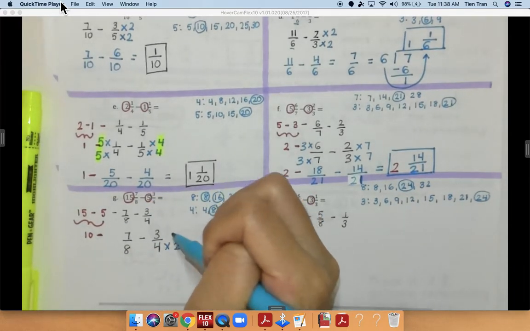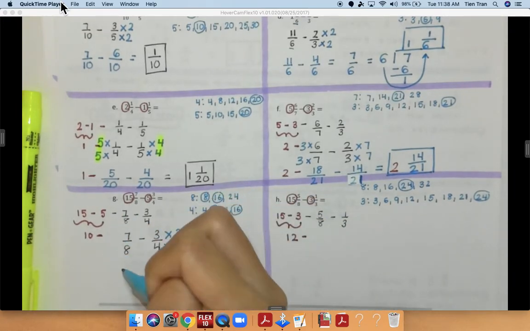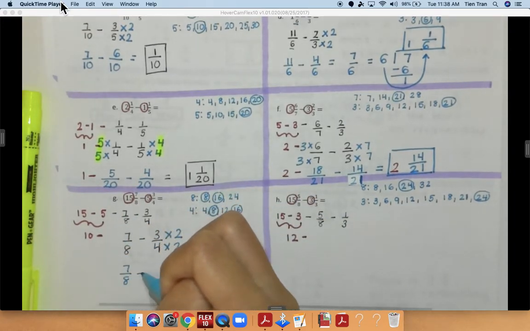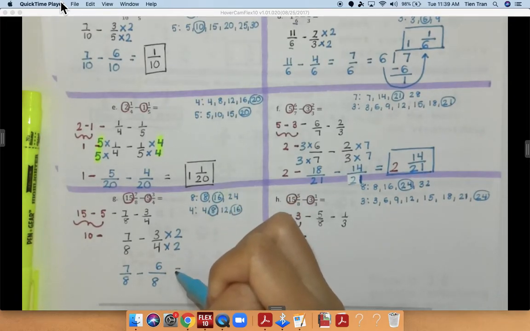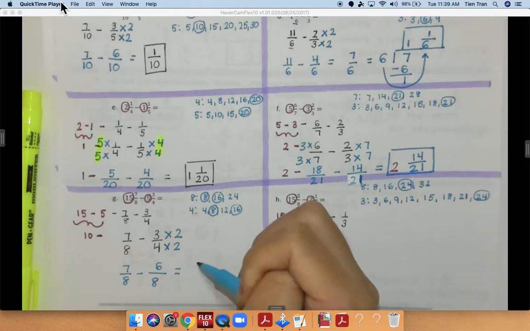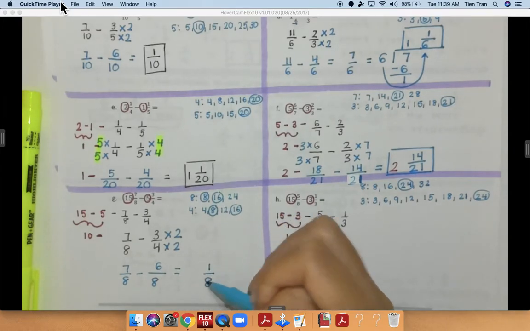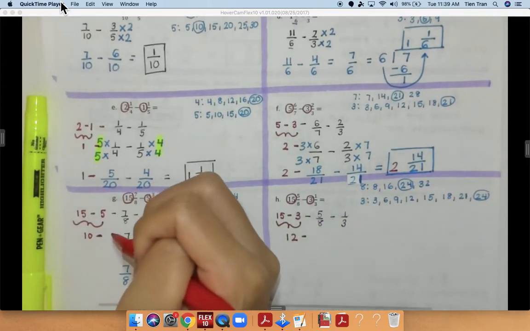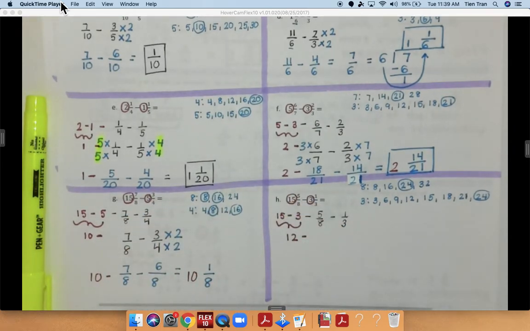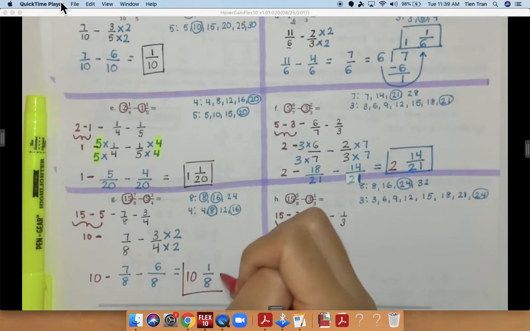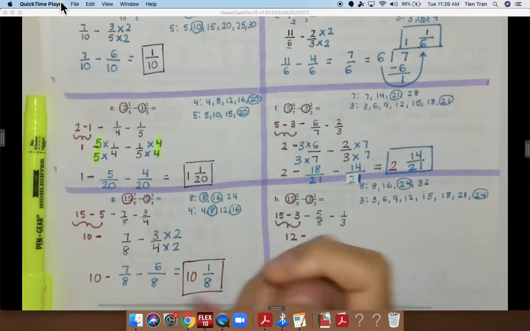4 times 2 is equal to 8. So now I'm going to solve. 7/8 minus 3 times 2 is 6. 4 times 2 is 8. And now I'm subtracting. 7 minus 6 is equal to 1. My denominator is 8. But hey, don't forget that you have a 10 right here. So bring that 10 right over. So my final answer is 10 and 1/8, okay?